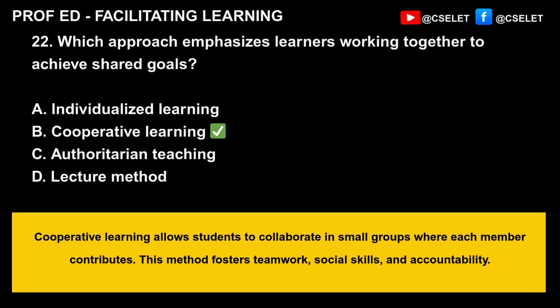The correct answer is letter B. Cooperative learning allows students to collaborate in small groups where each member contributes. This method fosters teamwork, social skills, and accountability.